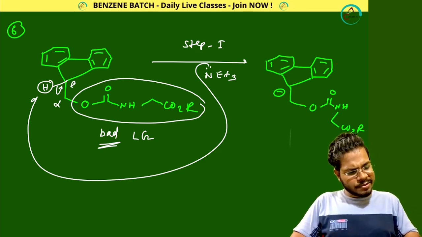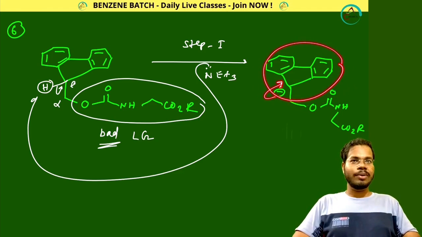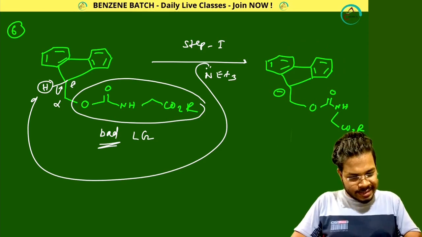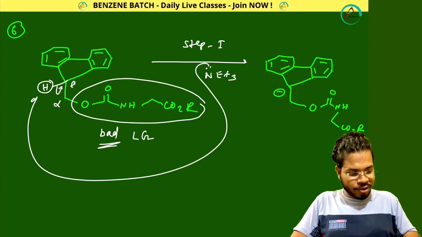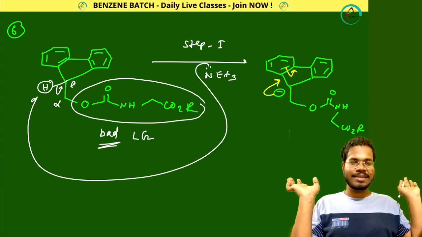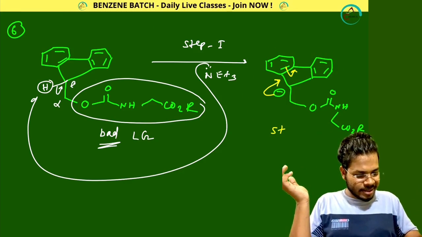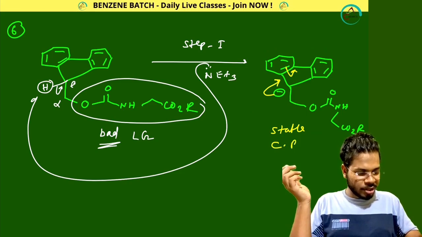So after step 1, whatever product you are getting is not attached to an electron withdrawing group, but it is stabilized through this kind of resonance. So I hope you can do the complete resonance. As it is stabilized, definitely it is a stable intermediate, a carbanion or conjugate base.